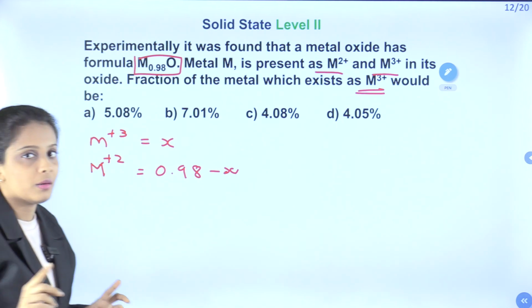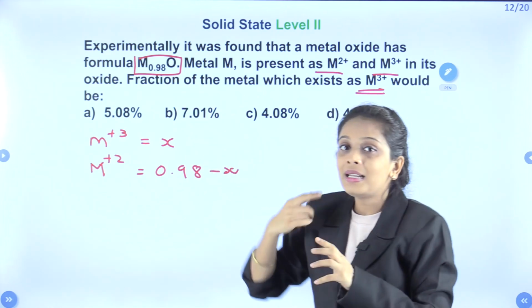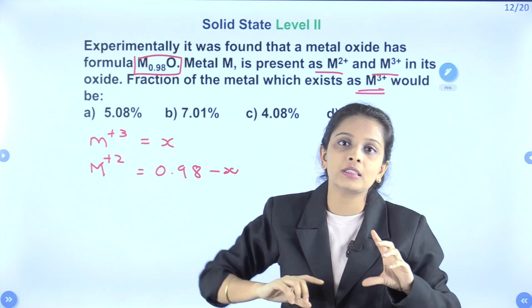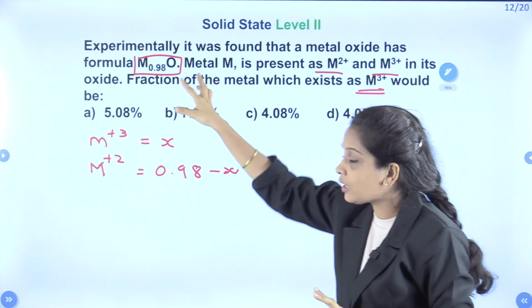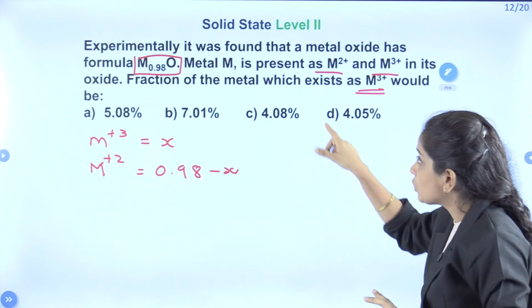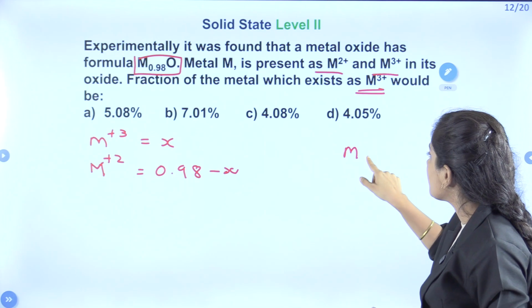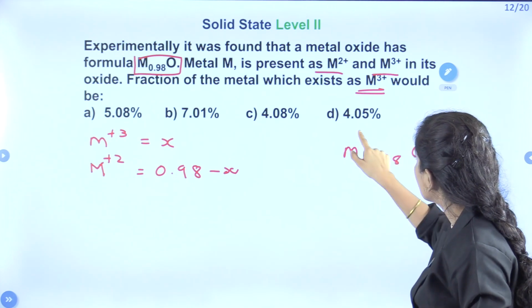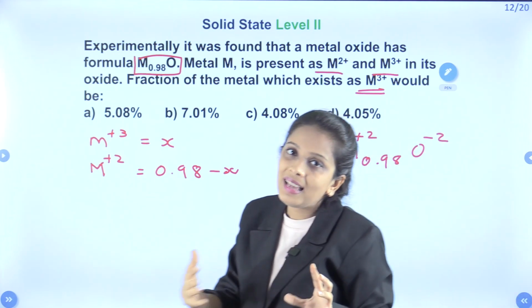The next important part over here, we have been provided with a metal oxide, yes or no? So in case of oxygen, its oxidation state is -2. So can I say this is a neutral compound that we have? So whatever metal is present over here, its oxidation state, that is whatever 0.98, its total oxidation state must be +2 so that we get a neutral compound.